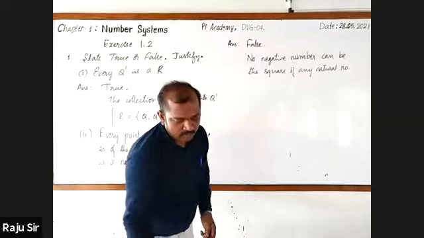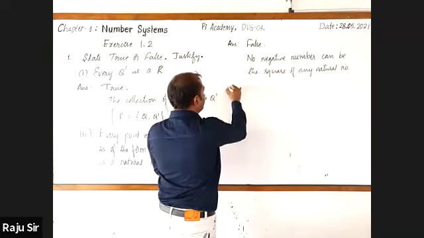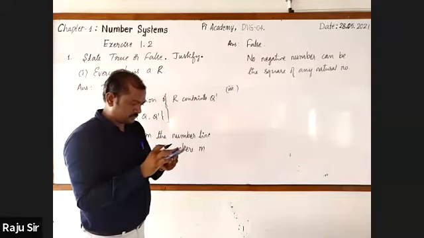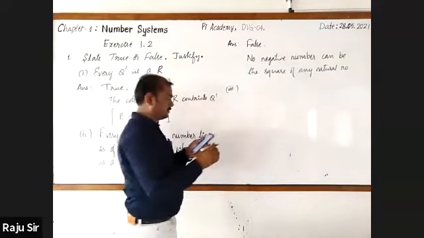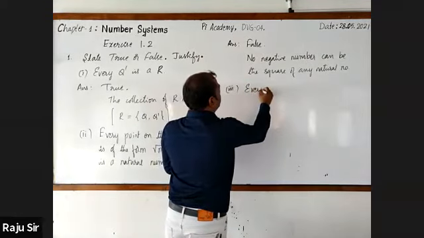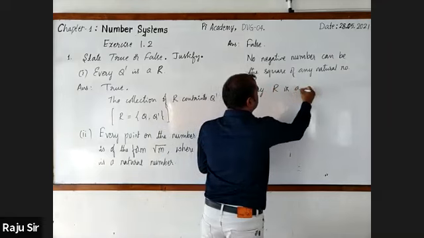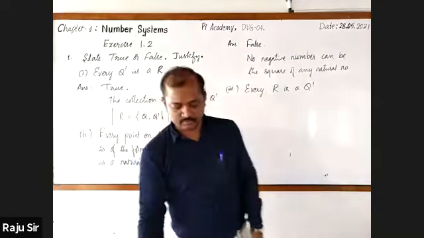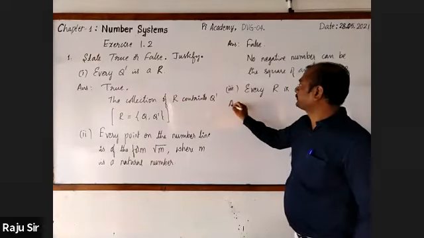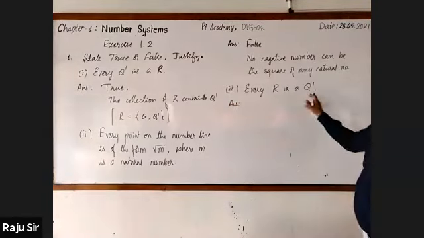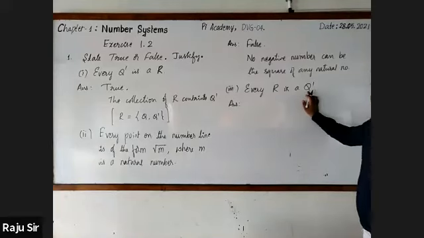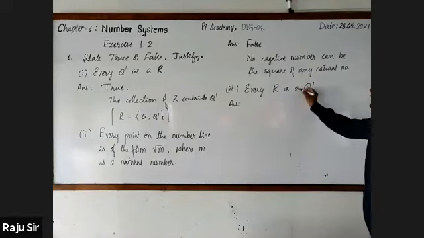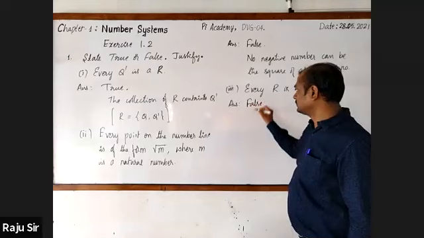Now let's move on to third. Every real number is a rational number. False, obviously. Wait, copy this first. Every real number is an irrational number. False. Could you tell why it is false?